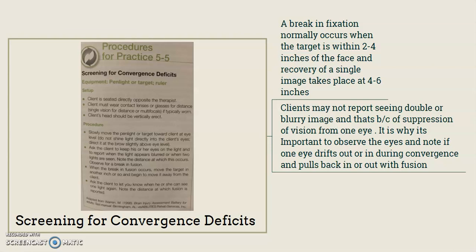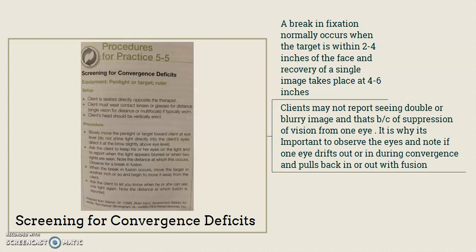So the next screen is for convergence deficits. The client is seated directly opposite from the therapist. They must wear their contact lenses or glasses, and their head should be vertically erect. For the procedure, you slowly move a pin light or target towards the client at eye level, and then you ask the client to keep their eyes on the light and to report when the light appears to be blurred or when two lights are seen.